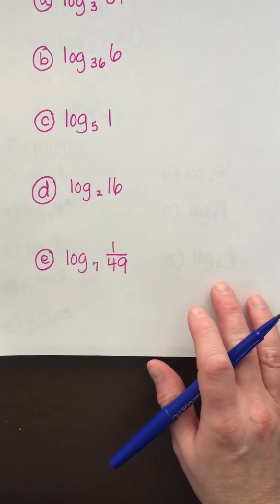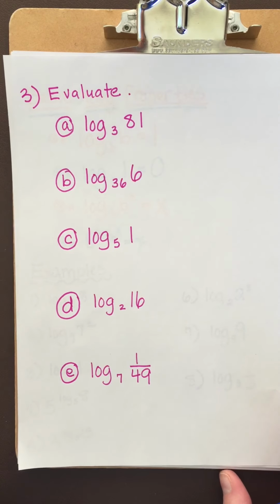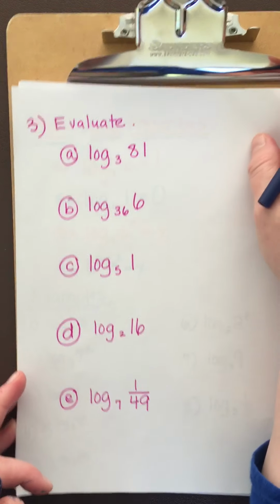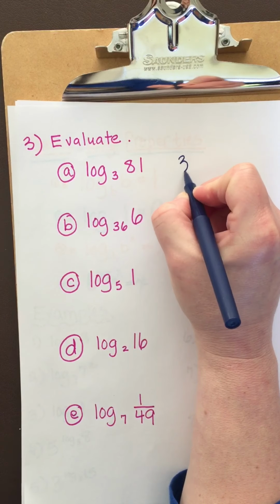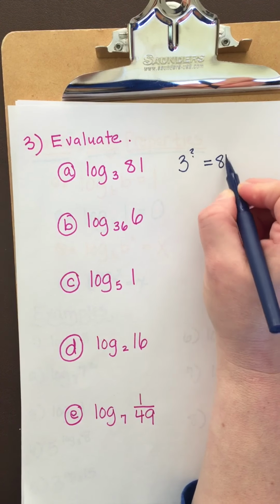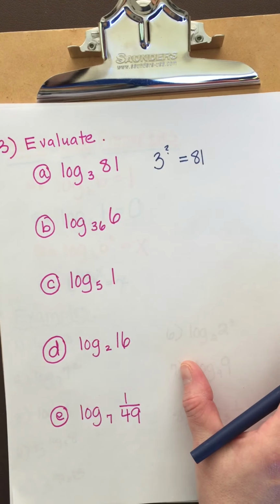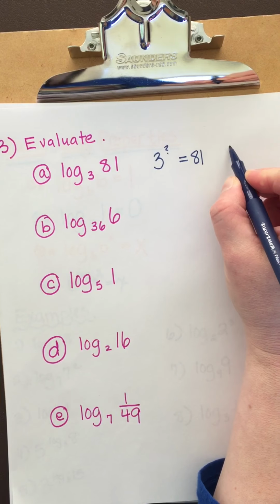All right, now what we're going to do now is use what we know about how to change those to actually evaluate some of these logs. So we have the log base 3 of 81. Well, we know because of the definition that that's the same thing as saying 3 to the what equals 81. So 3 raised to what power equals 81? And that would be 4.